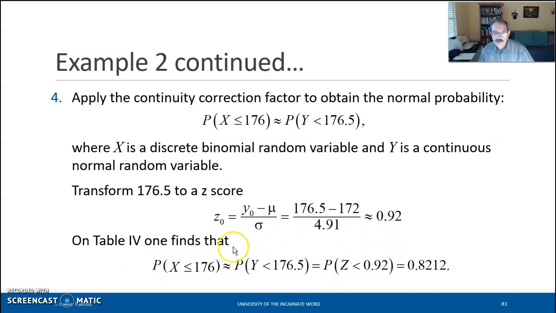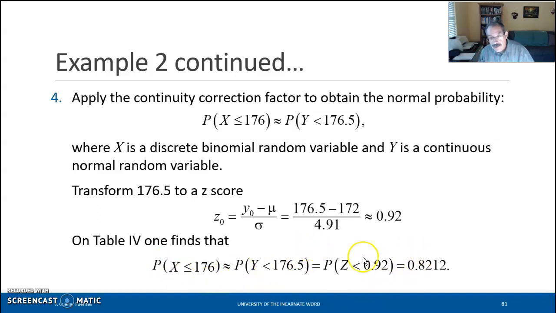If you go into table 4, you find that the probability for this z-value is 0.8212. So we can say that the probability of obtaining 176 or fewer successes is approximately equal to the probability that the normal random variable is less than 176.5, which is equal to the probability that the standard normal random variable is less than 0.92.